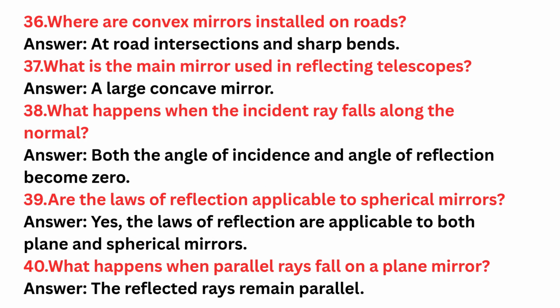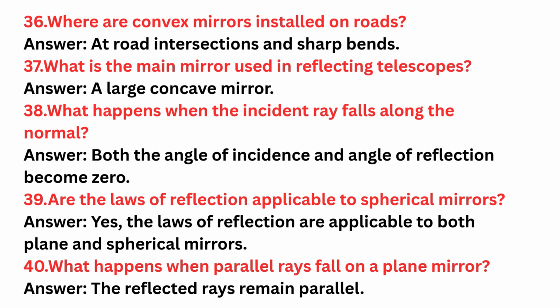Question number 36. Where are convex mirrors installed on roads? Answer. At road intersections and sharp bends. Question number 37. What is the main mirror used in a reflecting telescope? Answer. A large concave mirror.